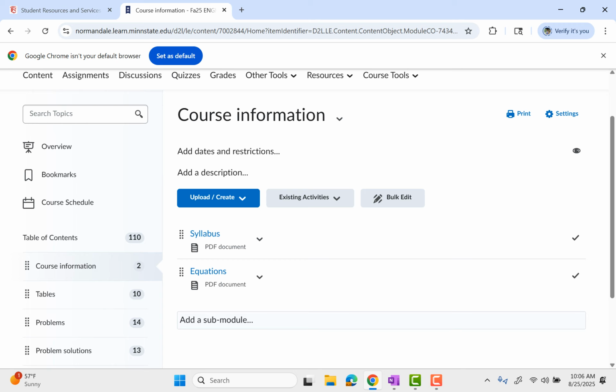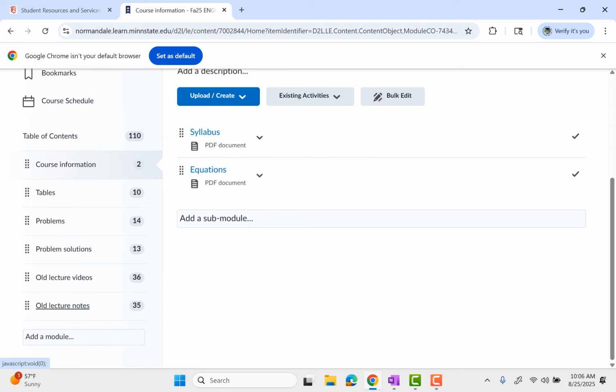The other thing in course information is the syllabus. That's what I'm going to spend most of the time on today. But let's just talk about some of the other stuff you can find in content.